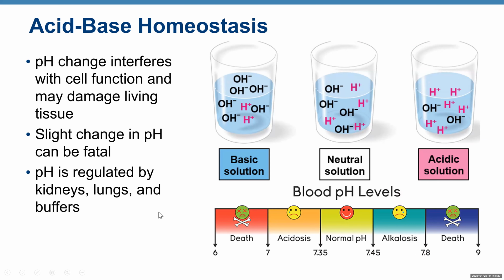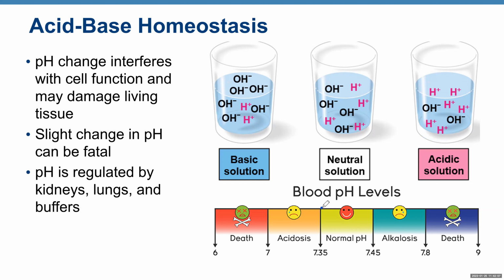pH changes interfere with cell function and may damage living tissues. A slight change in pH can be fatal. pH is regulated by kidneys, lungs, and buffers. So here in this example, we have our neutral solution with pH 7. Now, when we decrease the concentration of hydrogen, that's a basic solution. When we increase the concentration of hydrogen, that's an acidic solution.